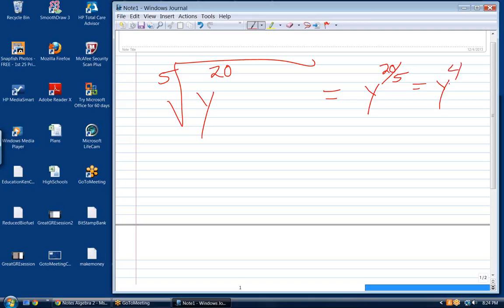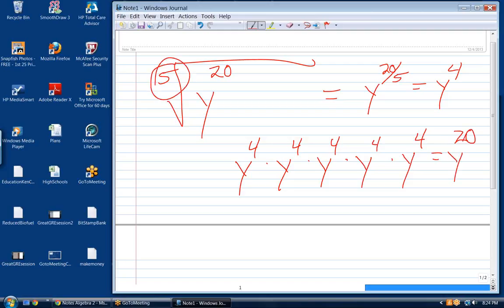Notice y to the 4th works. If I have y to the 4th times y to the 4th times y to the 4th times y to the 4th, we're going to add all the exponents and get y to the 20th. Okay. So that's what the fifth root means, is that whatever our answer is, we're going to multiply it by itself 5 times to get that.